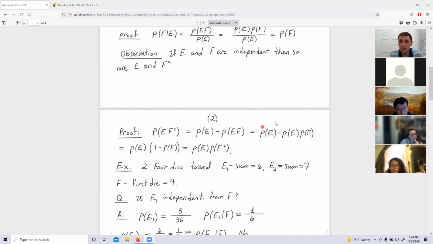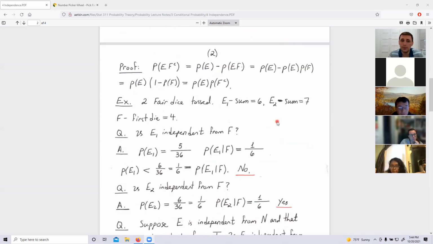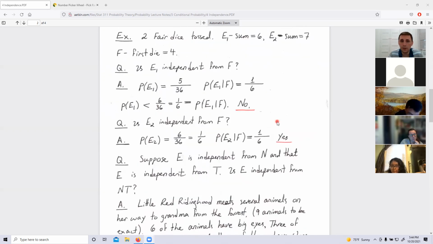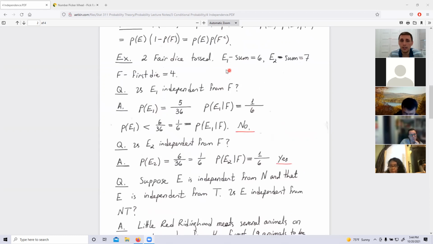Good. Now here is an example. We have two fair dice, and we toss them, and E1 is the event that the sum is equal to 6, and E2 is the event that the sum is equal to 7. And F is the event that the first die is equal to 4. Good. So we want to know if E1 is independent of F.